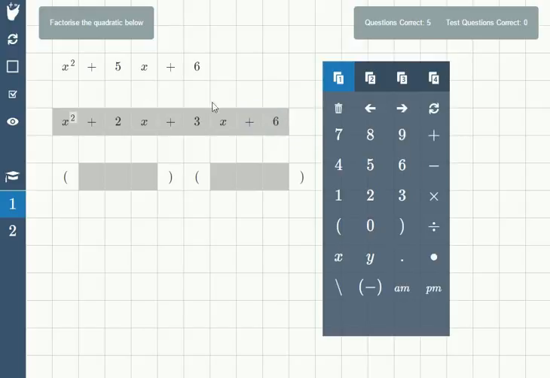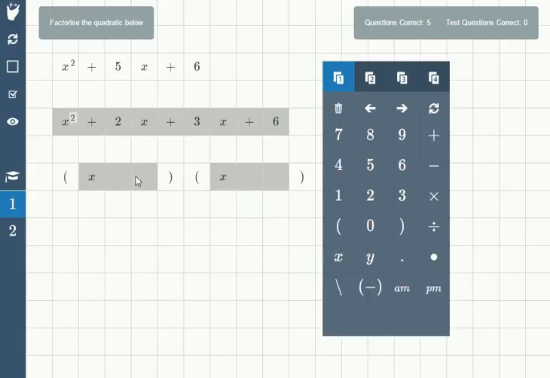Now the reason we expanded that term out is to give us an idea of what to put in these boxes down here when we factorised it into brackets. There's no coefficient in front of the x squared term, which means that the contents of both of our brackets will start with x.